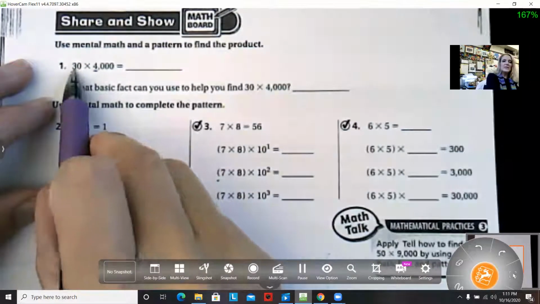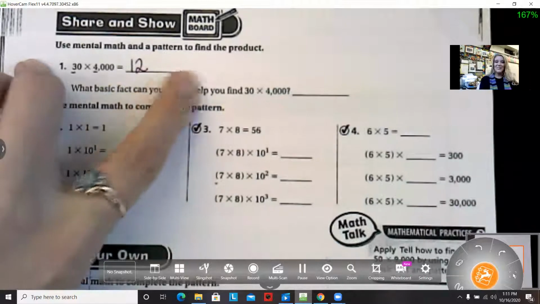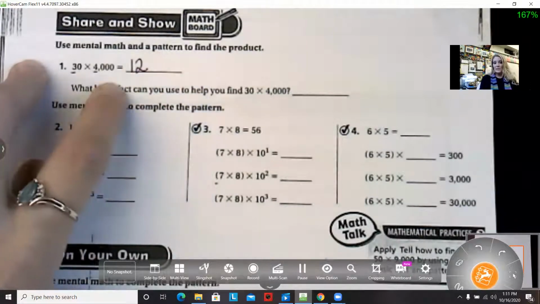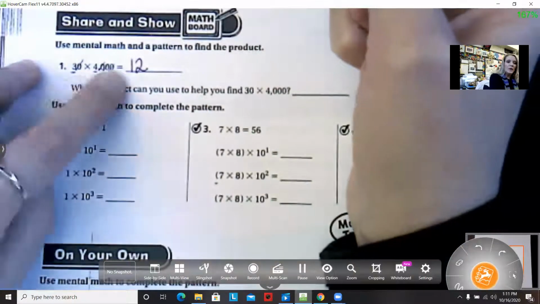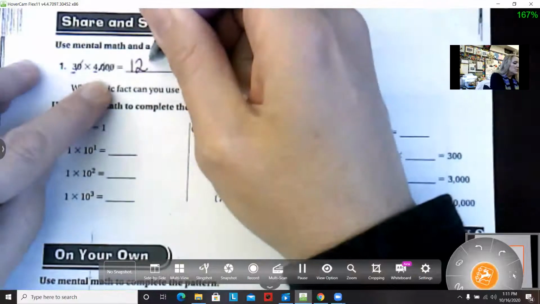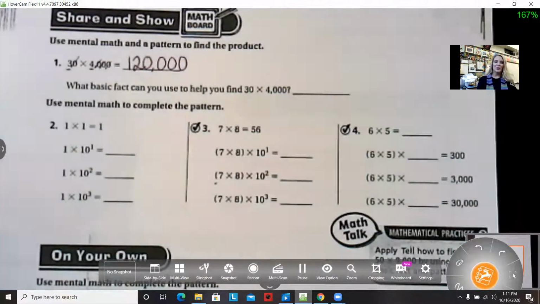So all we take is just 3 times 4, and that equals 12. And we count up all the zeros and just add that many zeros to the end. And that's what 30 times 4,000 will equal. So we count 1, 2, 3, 4, 4 zeros total in both of those numbers. So we have to add 4 zeros to the end. So our answer is 120,000.